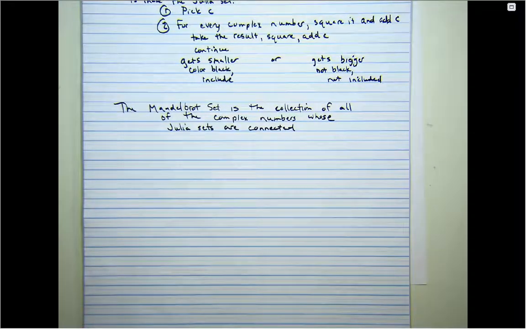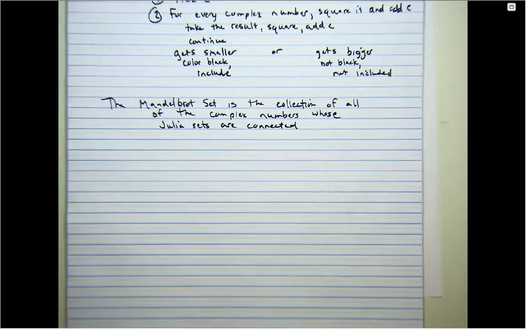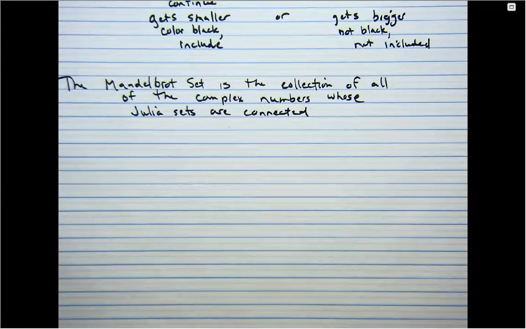The Mandelbrot set is the collection of all of the complex numbers whose Julia sets are connected. Maybe I better show you what I mean by connected. So let's look at that app again and find some Julia sets that are connected and some Julia sets that are not connected.